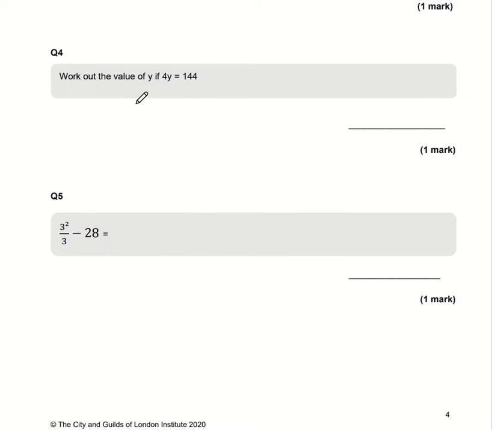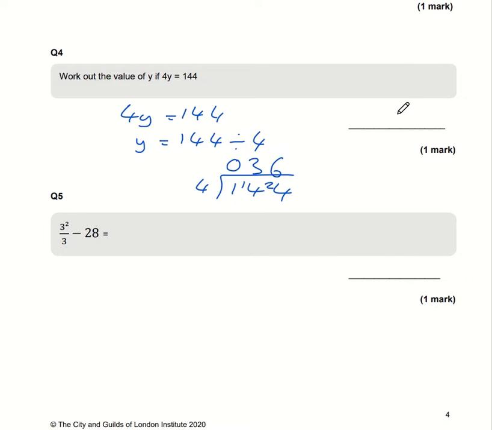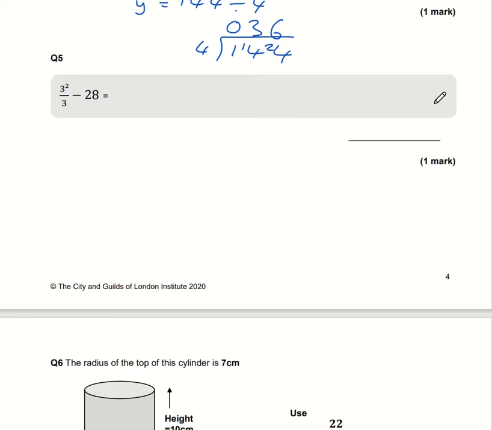Work out the value of y if 4y is 144. So if 4y is 144, then 1y is going to be 4 times less. In other words, 144 divided by 4. How many 4's go into 144? 1 divided by 4 is 0, remainder 1. 14 divided by 4 is 3, remainder 2. 24 divided by 4 is 6, so the answer is y must equal 36.